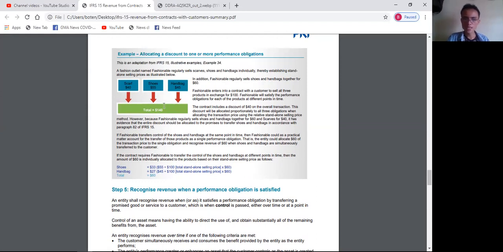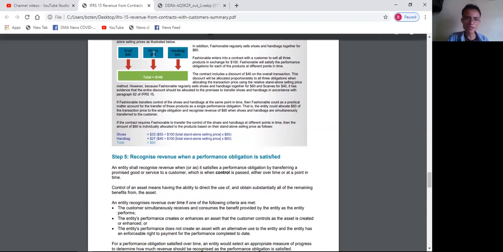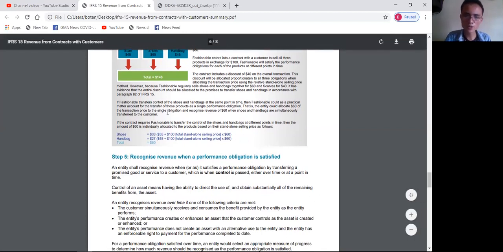If you can notice, it is stated here that the $40 discount is allocated to shoes and handbags using these values, but we did not include the scarf. The scarf is the same at $40. Why? Because it is not part of the bundle. So the bundle is on the shoes and handbag, and that's why we are going to allocate.